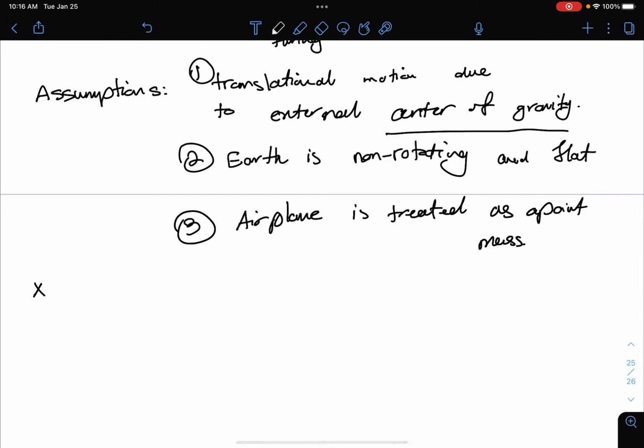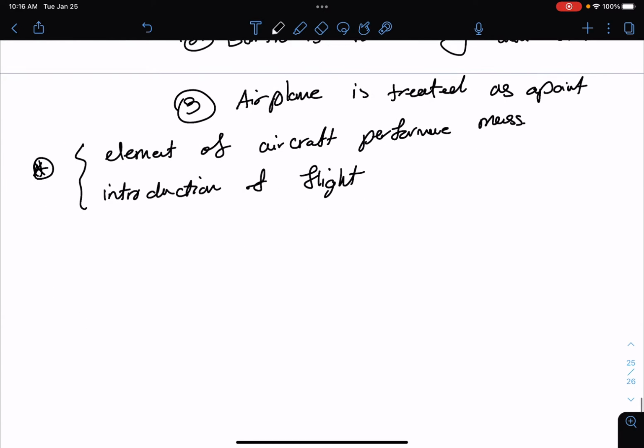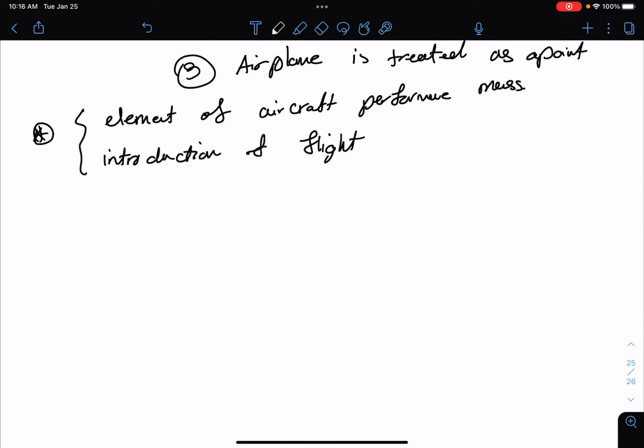Okay. One thing that I forgot to mention: the textbook we are going to use for this part of the class is Elements of Aircraft Performance and Introduction to Flight. I assume that you have used the Introduction to Flight textbook for your AESP 101. If you have taken AESP 101, or you definitely have to take it if you have not. So you are going to use this.